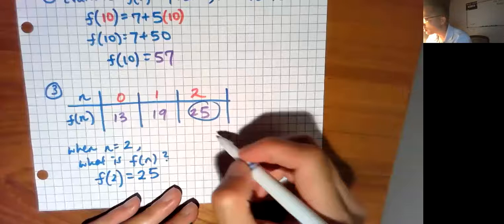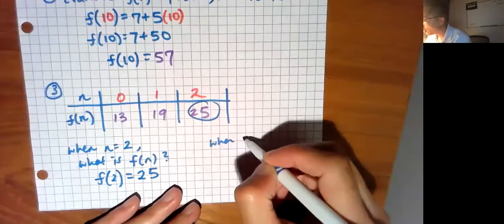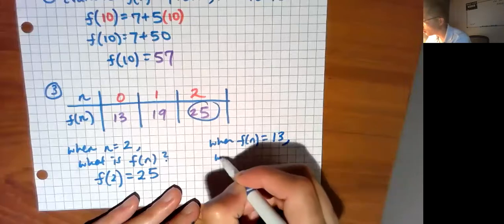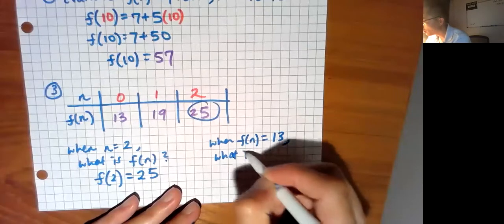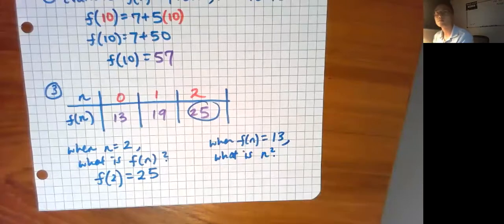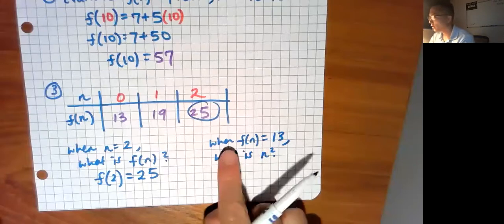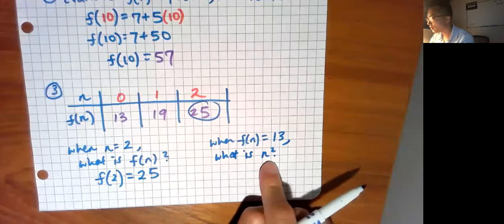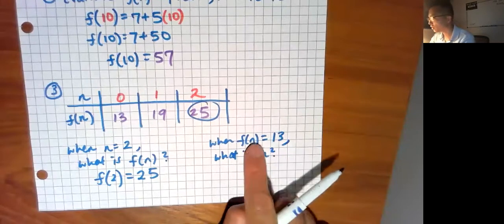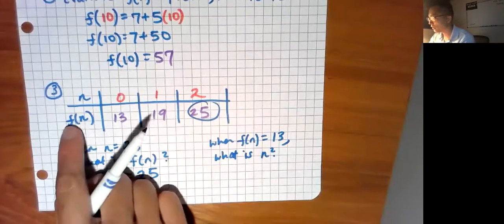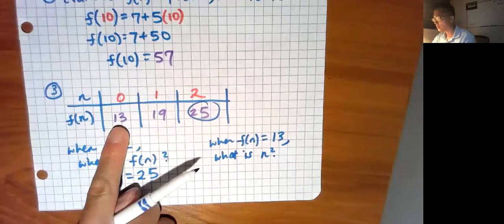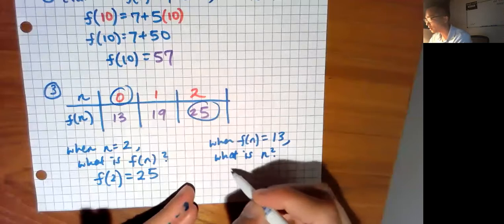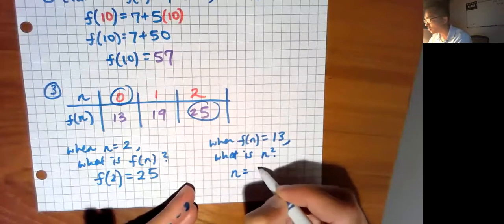Another way you might see this question is when f of n is equal to 13, what is n? Another way of thinking about this is when the output of the function is 13, what is the input? Well, I can go to the table. Okay, so I'm looking for when the output is 13. When f of n is equal to 13, that's right there. Well, what is n? Right there. n is 0. So I can say n is equal to 0.